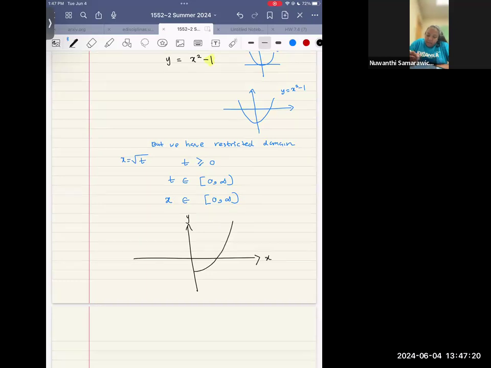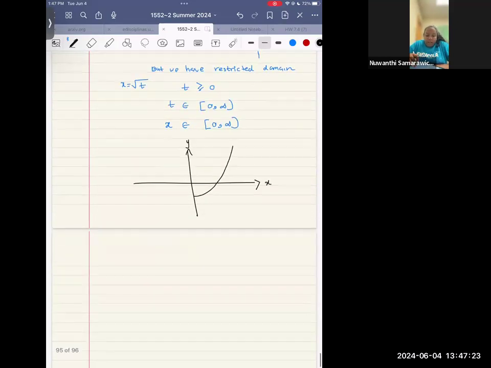Okay, but we are not done yet because we need to find the direction. Here this is when t is equal to 0, and when t is equal to 1, you will get this point. That means when t is increasing, your x value is increasing, so the direction is in this side. Okay, so this is your final answer.